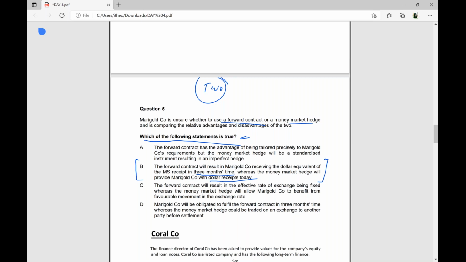That's the basic difference between a forward exchange contract and a money market hedge. In a forward exchange contract, you fix a forward rate, the 3-month forward rate. That means you have committed that you will deal at this rate in 3 months.